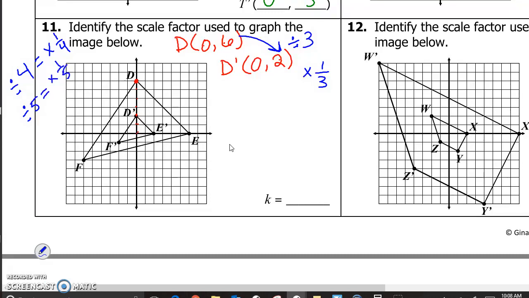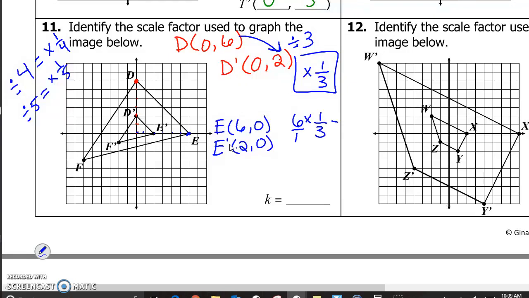Okay? So let's check to see if that is our real scale factor, which is multiplying by 1/3. So let's see, our original point E is at 6, 0. And our new point E is at 2, 0. Well, it's the same. 6 to 2, multiplying by 1/3. Let's try. 6 times 1/3 equals 6/3, which equals 2. So that is our scale factor. Our scale factor is 1/3. So we multiply by that 1/3.